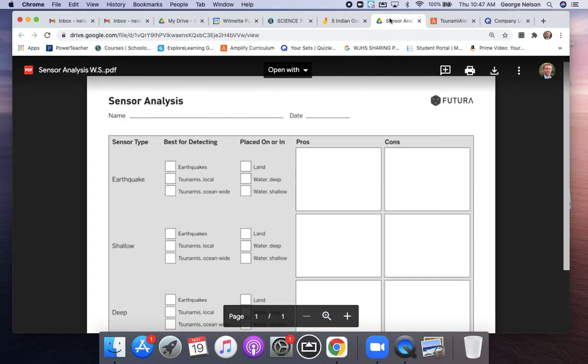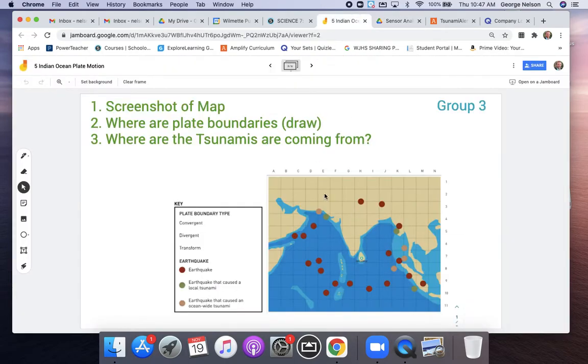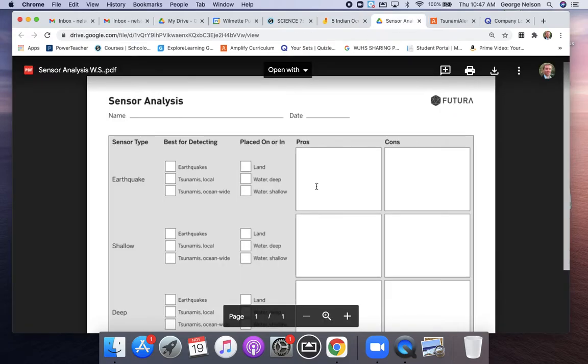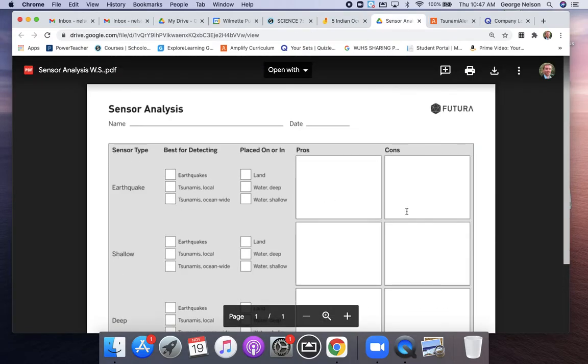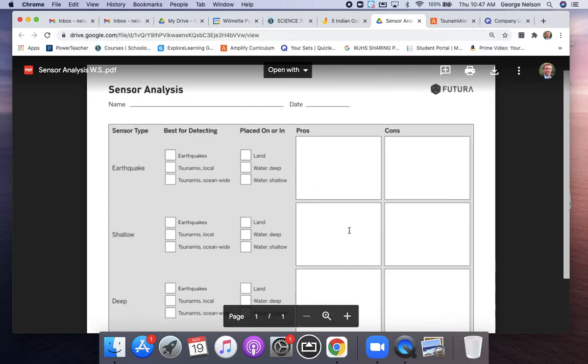Our goal now today is the tsunami. A couple days ago, we figured out where the tsunamis are coming from. We saw they're happening in this location, and we also saw they're happening here. Today's work, you're going to use this. This is our final project, like a test grade.